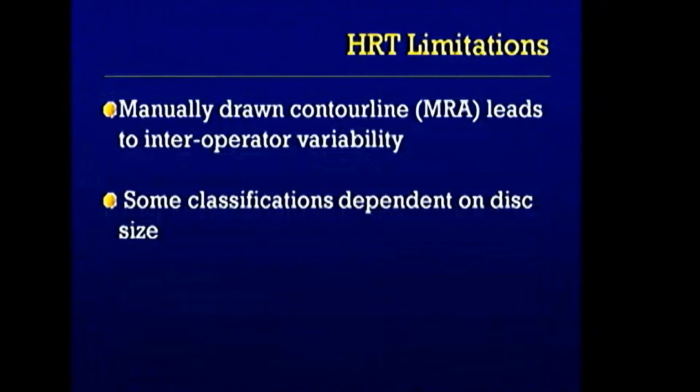Okay, so HRT had a number of limitations. The first one is that you needed to draw the contour line, so that was a major source of variability. And the classifications that were available, particularly the Moorfield regression analysis, for big disk sizes, had low sensitivity for large disks.